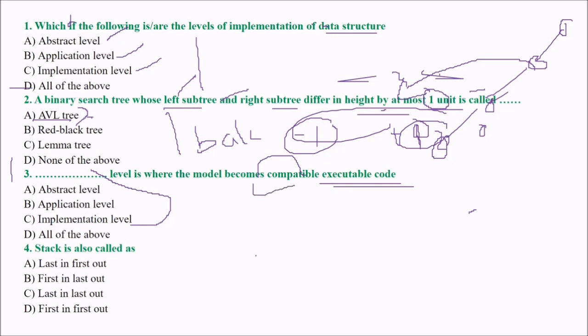Stack is also known as, this is the data structure stack. What happens here is the last one which is placed is the first one to be removed. So last in, first out, this is the answer. These are 4 options, the answer will be A.